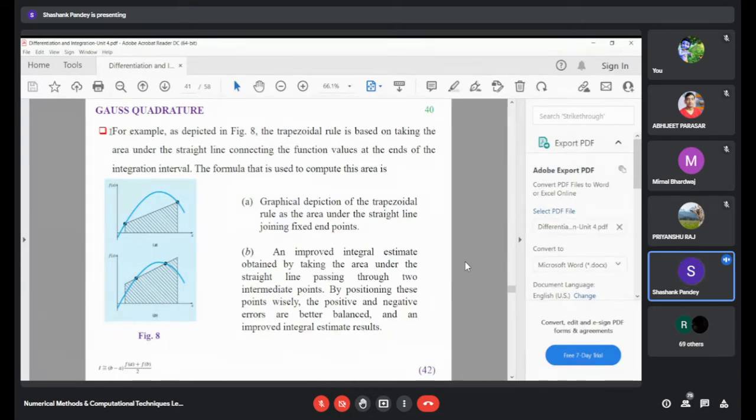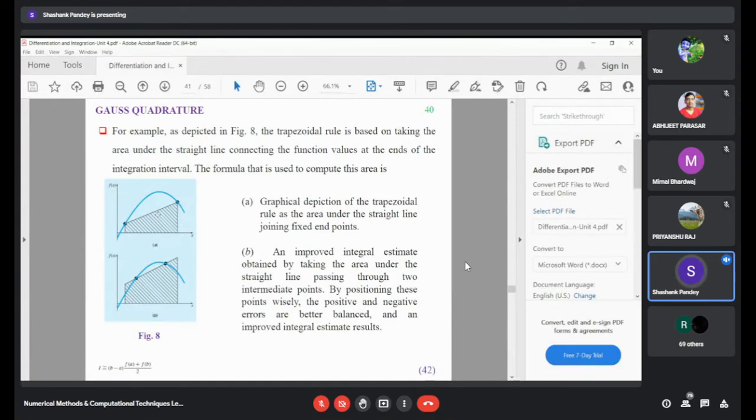So you can see here in this figure that the trapezoidal rule is based on taking the area under the straight line connecting the function values at the ends of the integration interval. So at the ends, taking the points, we calculate the integral, that is the area under the curve, by using a single application of the trapezoidal rule. The graphical depiction of the trapezoidal rule is the area under the straight line joining the fixed points. So the area under the straight line joining the fixed points gives us the value of the integral using the single application of the trapezoidal rule.